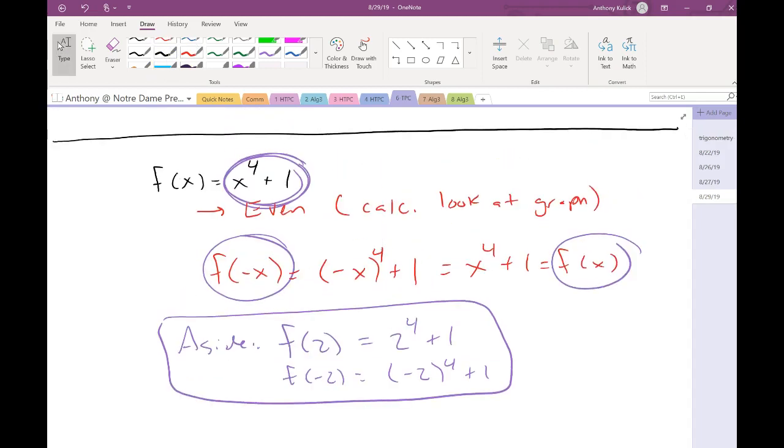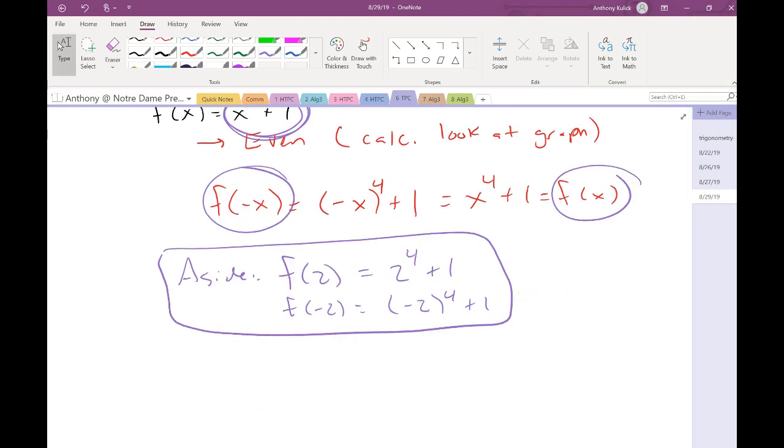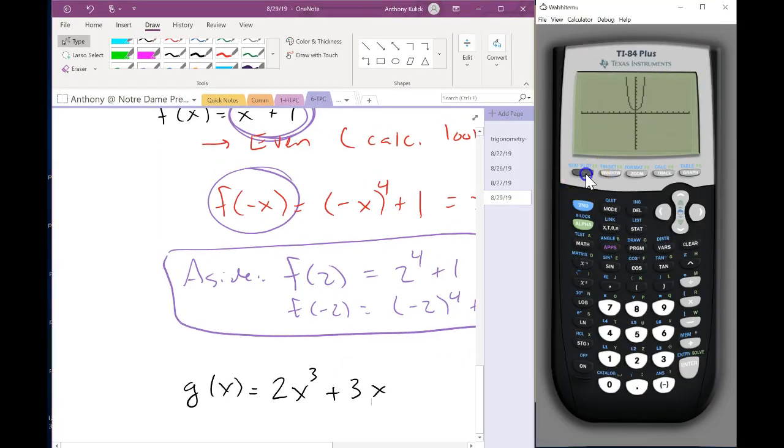So let's do one more. I shouldn't say one more. We're going to do 2 more. So let's say we have 2x to the third plus 3x. I'm going to start the same way. Let's look at the calculator first and look at that picture to get an idea whether we think this is odd or even.